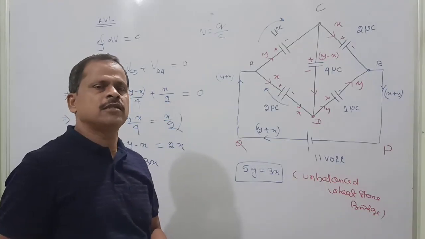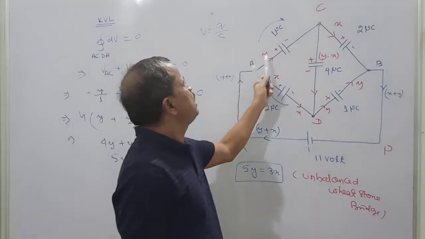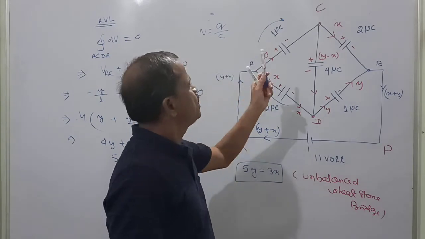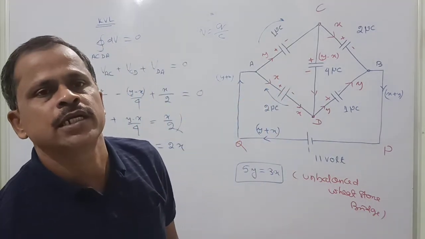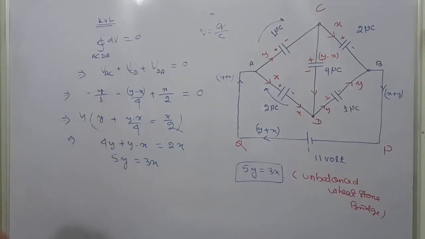After getting the relation between x and y, we have to take another loop, that is A, C, B, P, Q, A, to get the exact values of x and y. So let us take another one. Please note down. Then we will go to the loop A, C, B, P, Q to solve the problem.